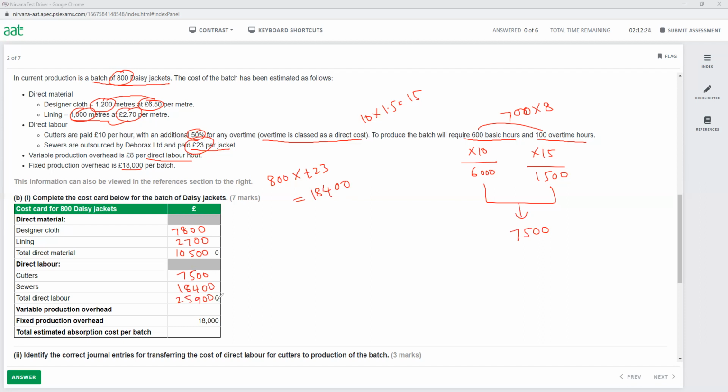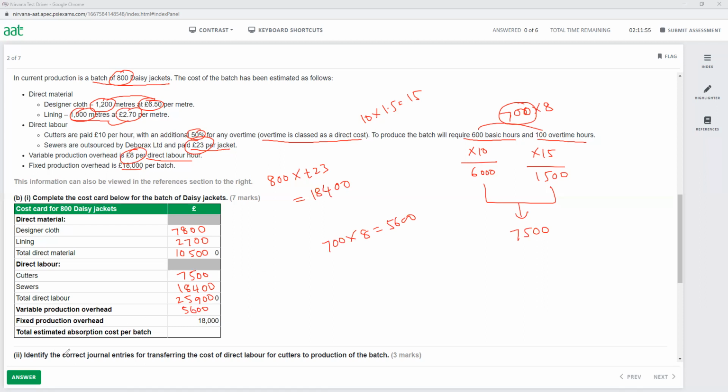All right, the next one, we have a variable production overhead. They said 8 per direct labor hour. So I have a total of 700 hours. So 700 times 8, 5,600. So 5,600, that's my variable production overhead.